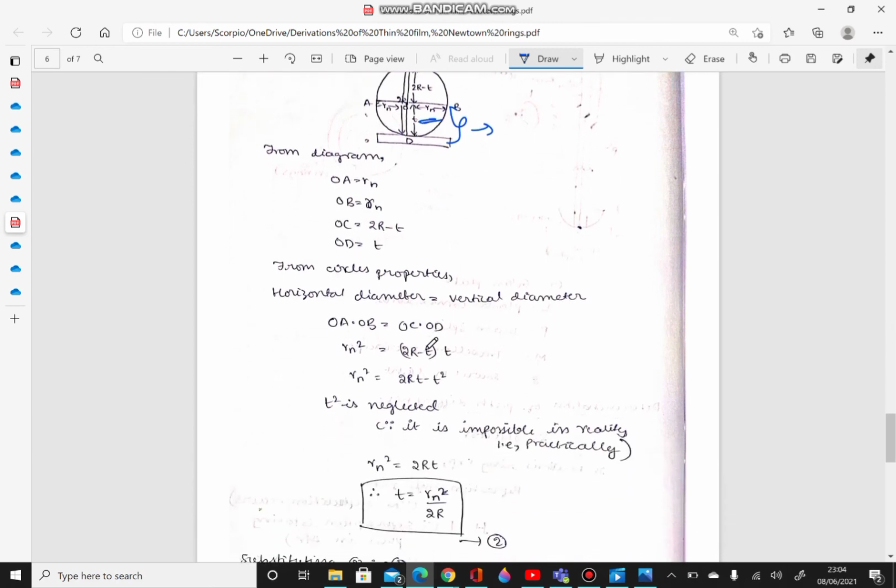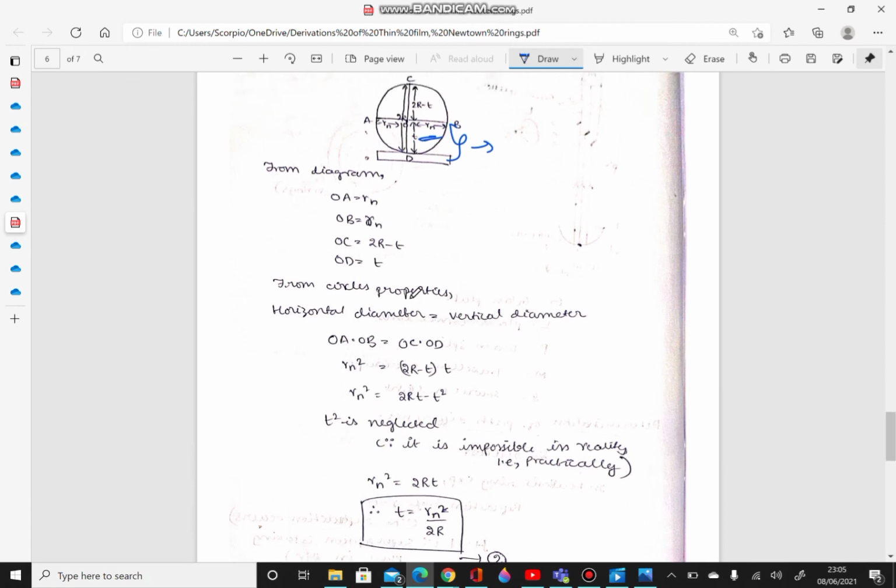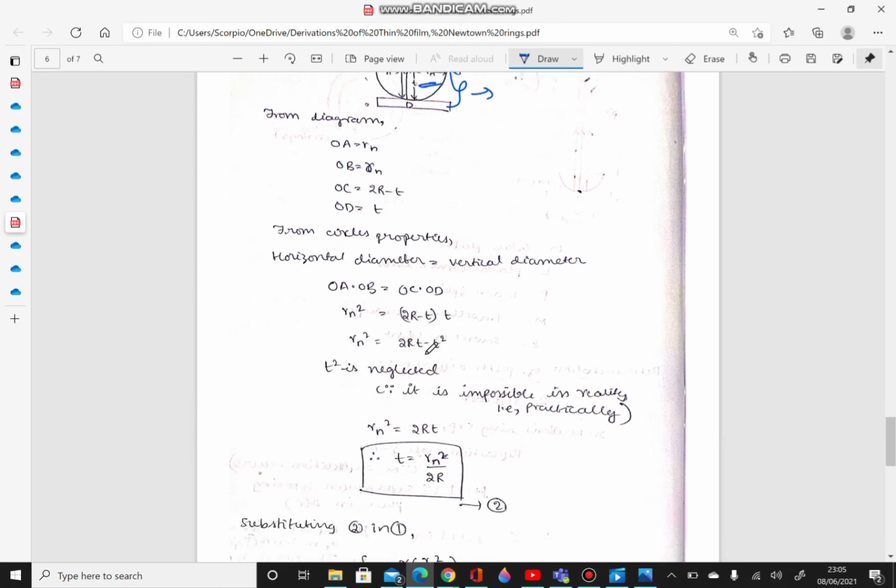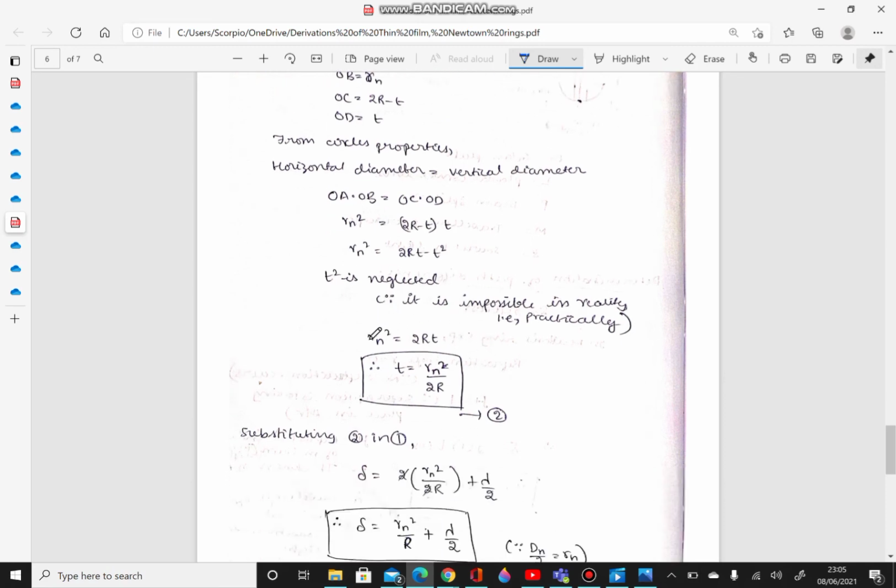Now, from circle properties, we know that the diameter is always the same. That is, the horizontal diameter is equal to the vertical diameter, and by the intersecting chords formula, OA into OB equals OC into OD. That is for horizontal components, and these are vertical components. And substituting these values, we get Rn square equals 2RT minus T square. Now here, we are going to neglect this T square because T is the thickness, right? What is T squared? Such a value does not exist in reality. So its value is neglected because it's not possible practically, from which we get Rn square equals 2RT.